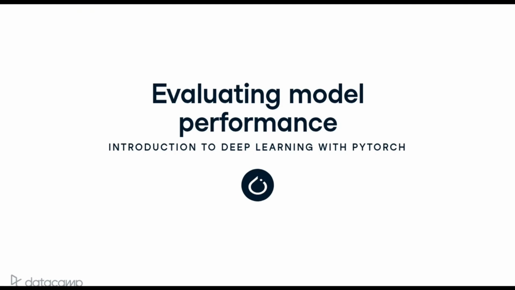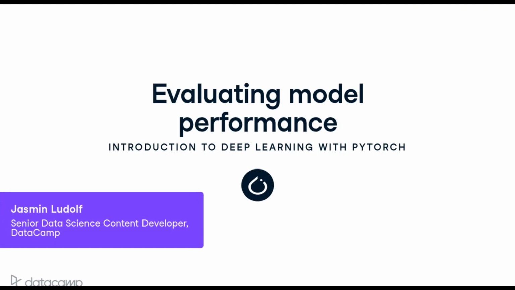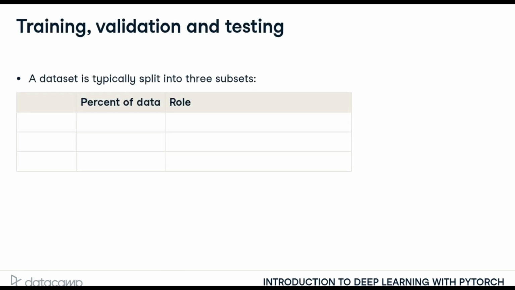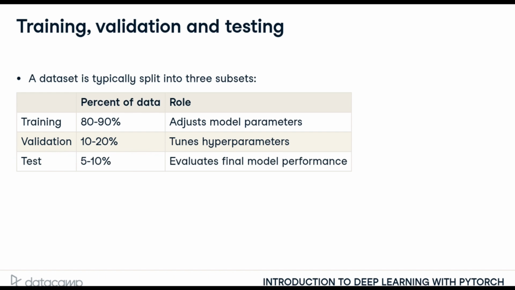We've done a lot of training. Now let's evaluate our models. In machine learning, data is split into training, validation, and test sets. Training data adjusts the model's parameters, such as weights and biases. Validation data tunes hyperparameters like learning rate and momentum. And the test set evaluates the model's final performance.